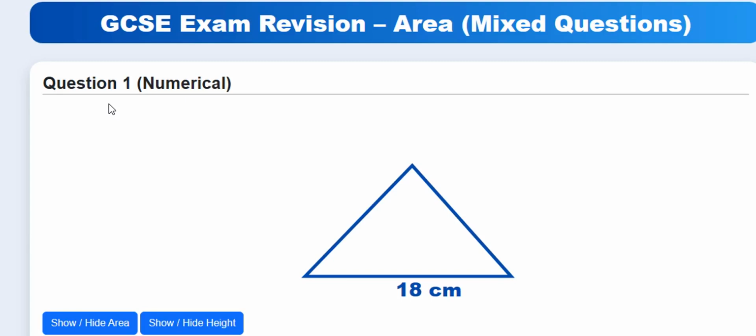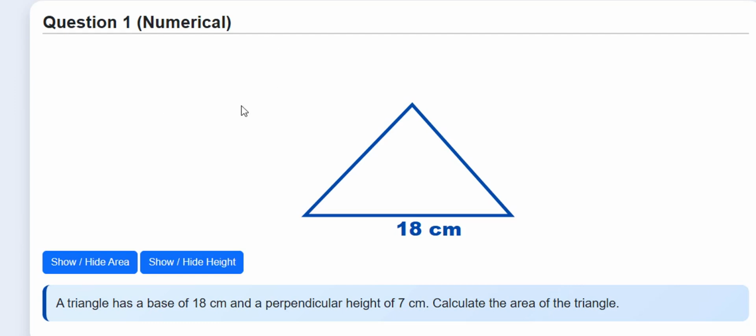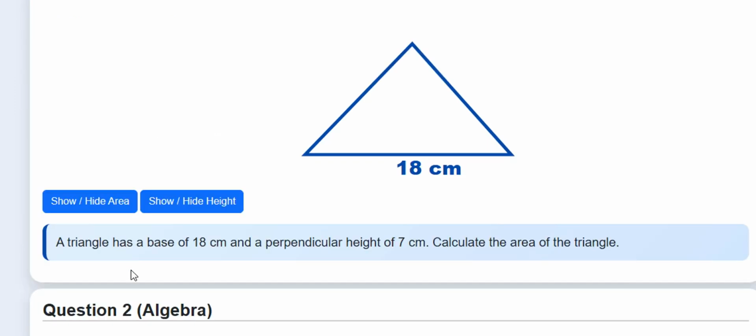Hello, this is lesson 10, the last lesson in this series of 10 lessons where we have been learning about area of different quadrilaterals. And in this one, we can review some questions which were asked in the exam relating to area. So we can start with the first one here, where you are told a triangle has a base of 18 centimeters and a perpendicular height of 7 centimeters. Then calculate the area of the triangle.